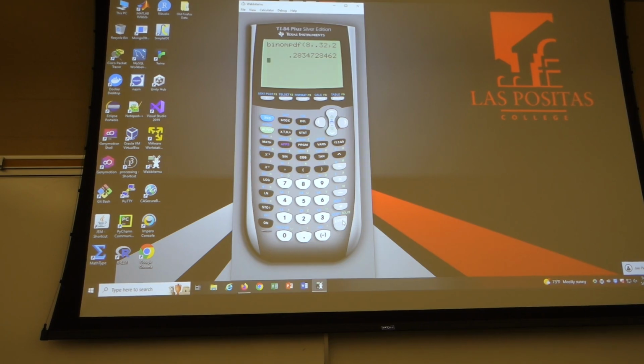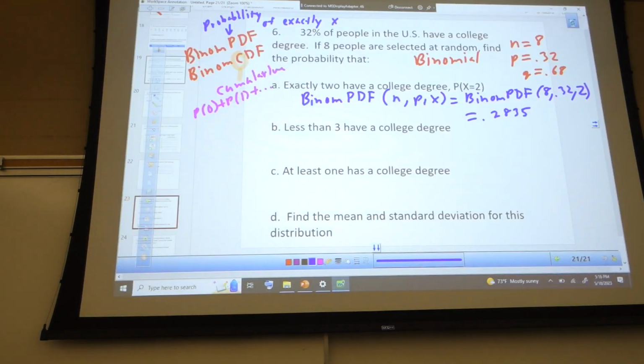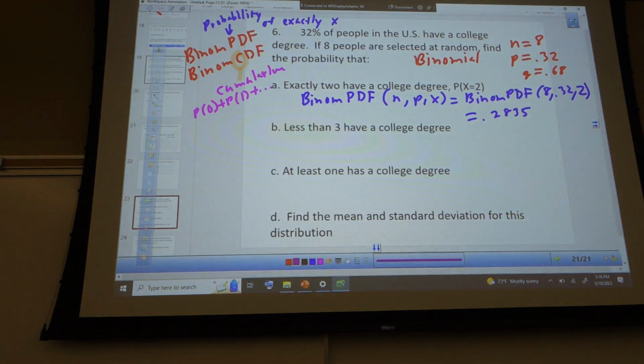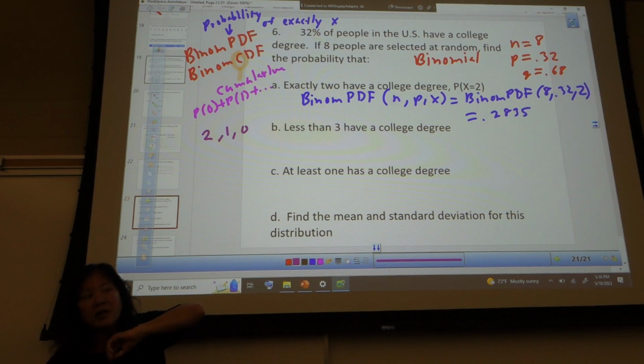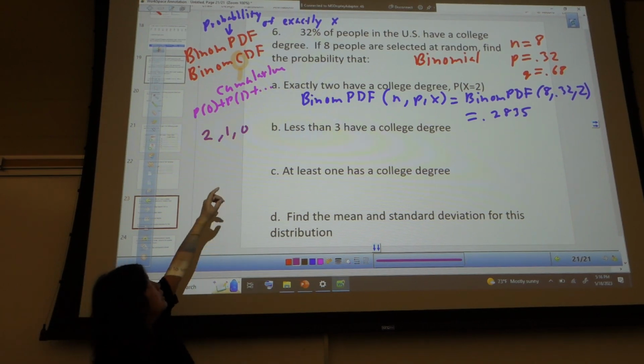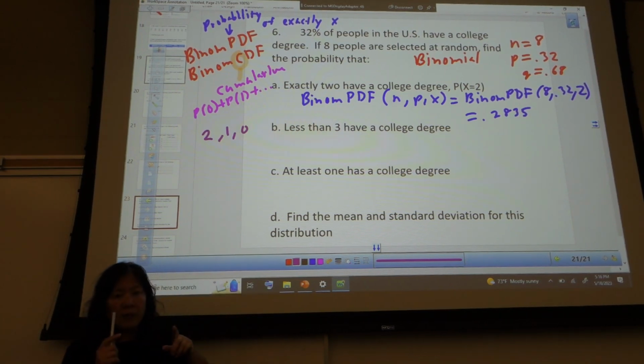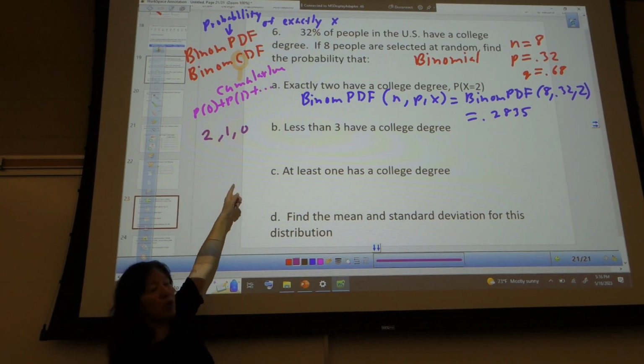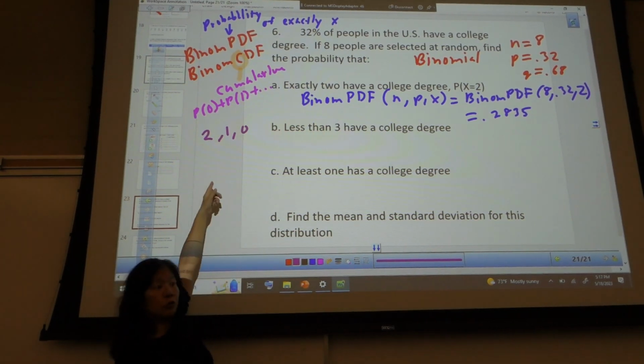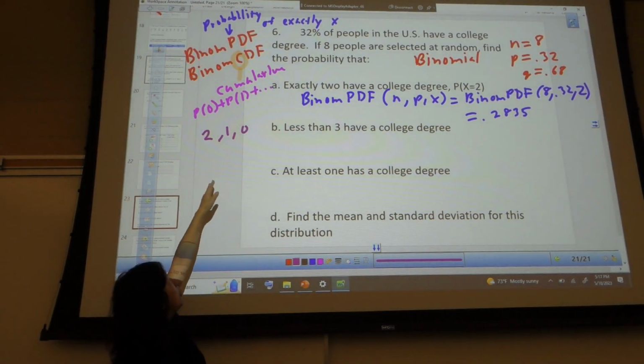And the next problem is less than 3 have a college degree. Less than 3 is how many people? 2 or 1 or 0. So here, am I going to use PDF or CDF? CDF, because CDF gives you 0 up to that number. So where am I going to stop? 2. So it makes sense. I want 0 up to 2.